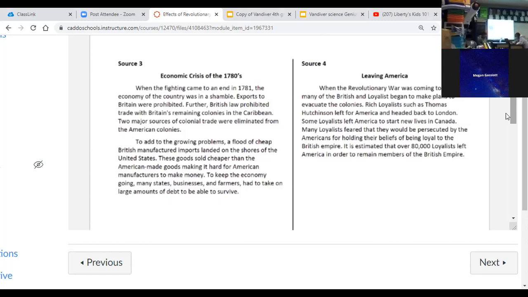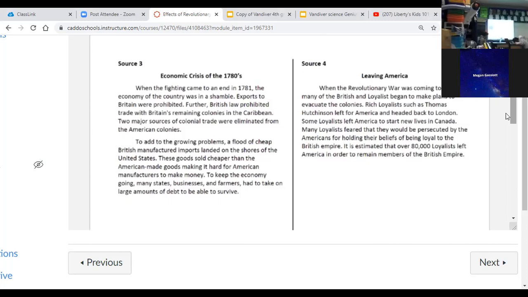When the fighting came to an end in 1781, the economy of the country was in shambles. Exports to Britain were prohibited. Further, British law prohibited trade with Britain's remaining colonies in the Caribbean. Two major sources of colonial trade were eliminated from the American colonies.